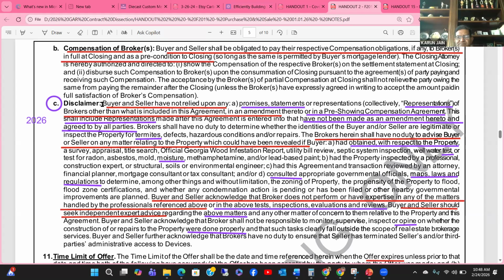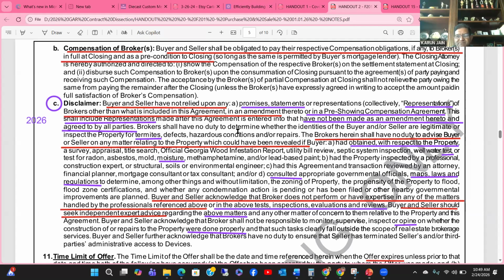But it says buyer and seller have not relied upon any promises, statements, or representations of the brokers other than what is included in this agreement, amendment, pre-showing compensation agreement. That means anything that's written, and what GAR added for 26 is promises and statements, meaning your conversations with your buyers and sellers and your agent emails to your buyers and sellers. Buyer and seller, y'all, you do not rely on what I say as a real estate agent. I am a real estate agent.